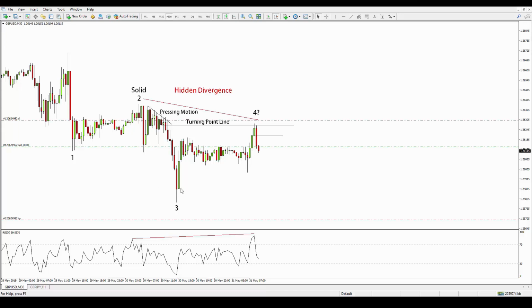After number 3, price rises a little bit without reaching this turning point line, and it starts to create a lateral movement for a few hours. Since buyers don't have any stronger barrier at that point, they are able to move the market up again, but at this time, they are exactly at the turning point line.